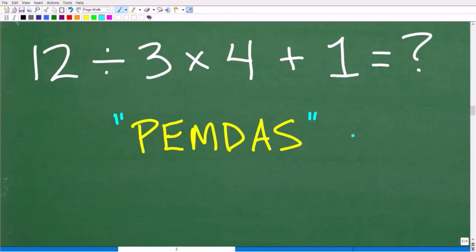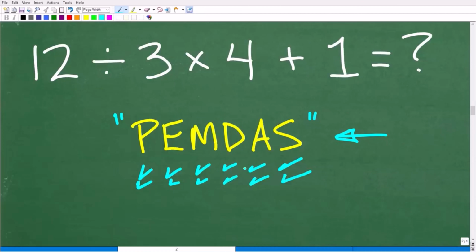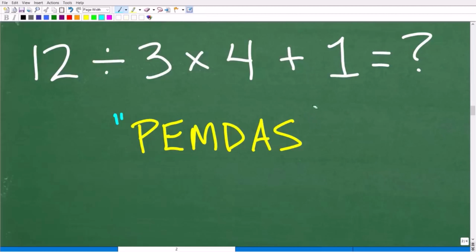But before I do that, there's an interesting or fun little phrase you can use to remember this acronym, and that is please excuse my dear Aunt Sally. Again, please excuse my dear Aunt Sally. Now, I don't know what Aunt Sally did, but we thank her for her cool little phrase. This thing has been around for generations. Okay, so let's go ahead and quickly explain what PEMDAS stands for.